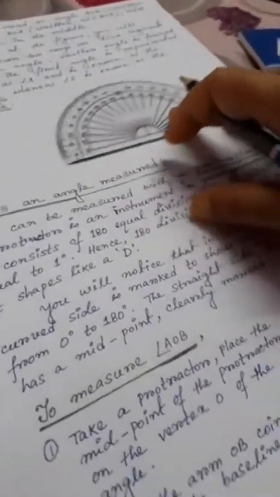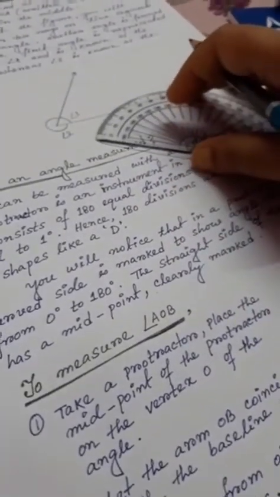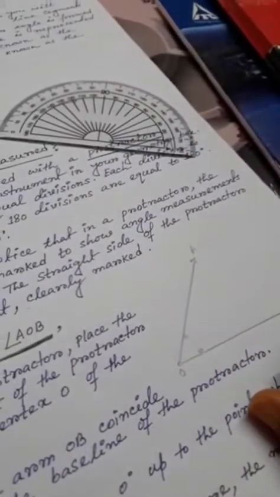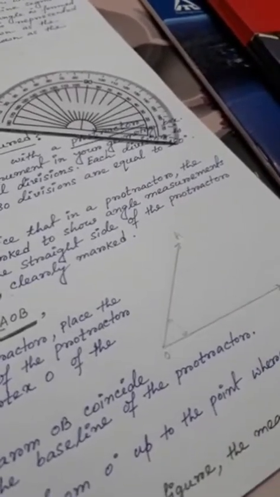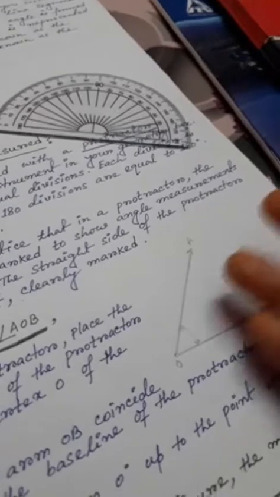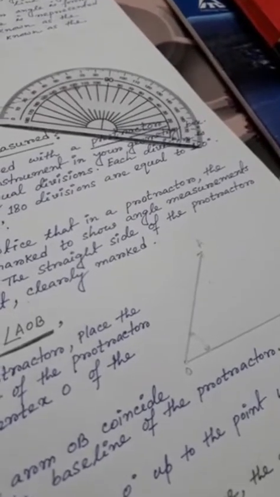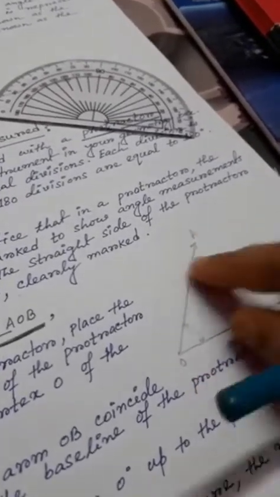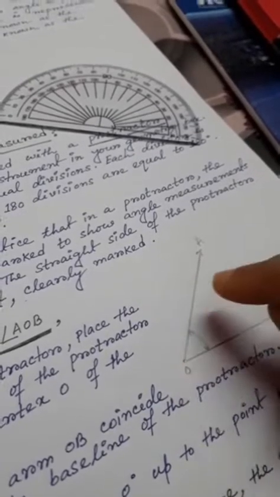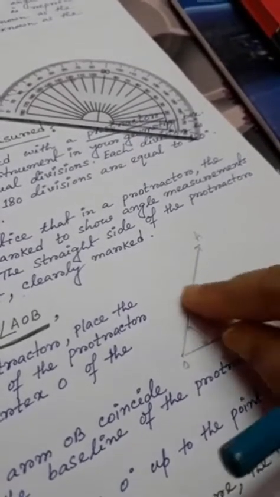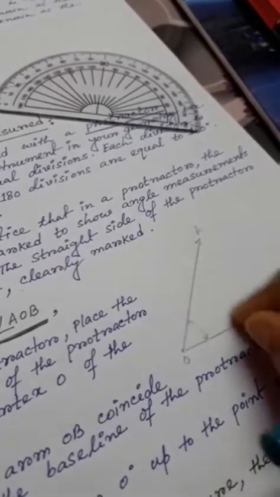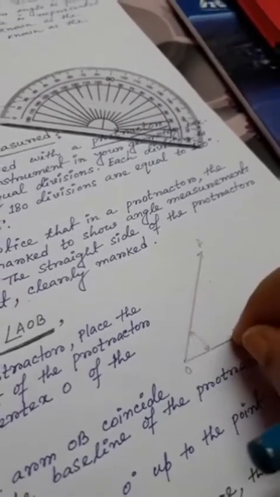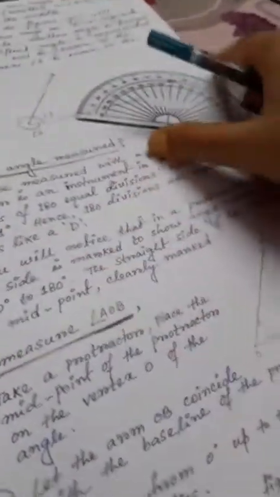Now our next question is how to measure an angle. Suppose an angle is given. I am giving this angle. Students, how can you find out the value of this angle, or how to measure this angle? Two arms are given, and they are meeting at one point O. How can you find out how many degrees it is?